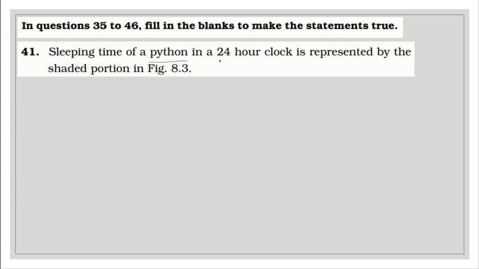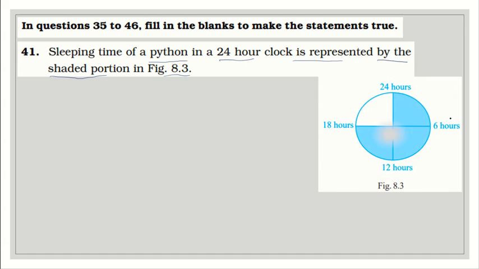In a 24 hours clock is represented by the shaded portion in figure 8.3. What is the figure 8.3? Let me give you first. This is the figure 8.3. It is something like a pie chart or a circular chart. In this circular chart, the shaded portion gives us the time that it sleeps. Here out of 24 hours, it sleeps 18 hours. Not almost, it's completely 18 hours.